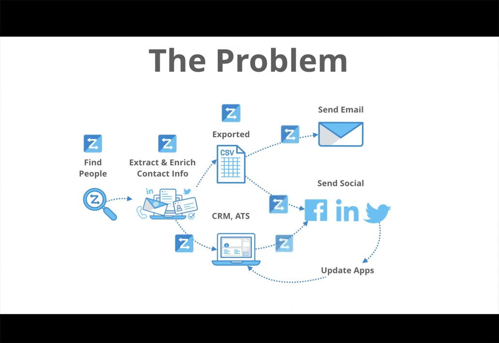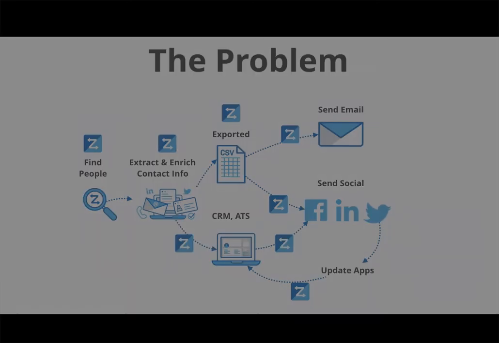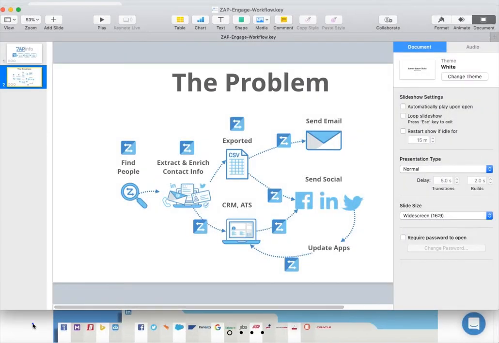But now, most importantly, you can instantly send out email communication using your local email client, or you can send social messages with one click out to all of the different social channels, including out of your CRM or ATS. And then, sometimes you have to update your applications that you've actually sent people social messages because it doesn't automatically happen. So let's give you a quick show on how all of this works.